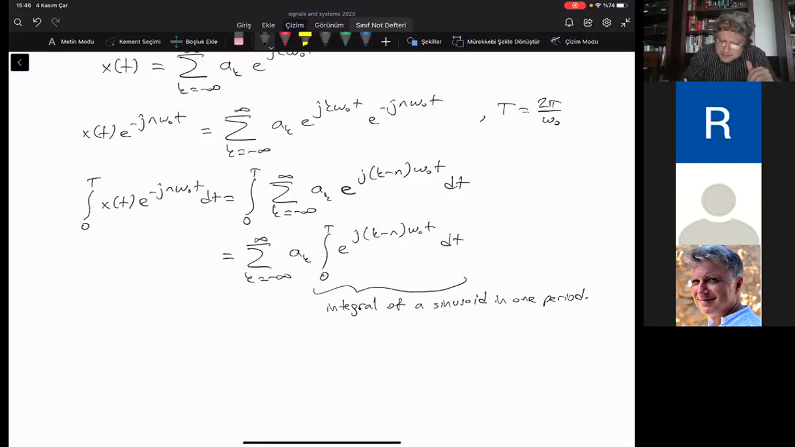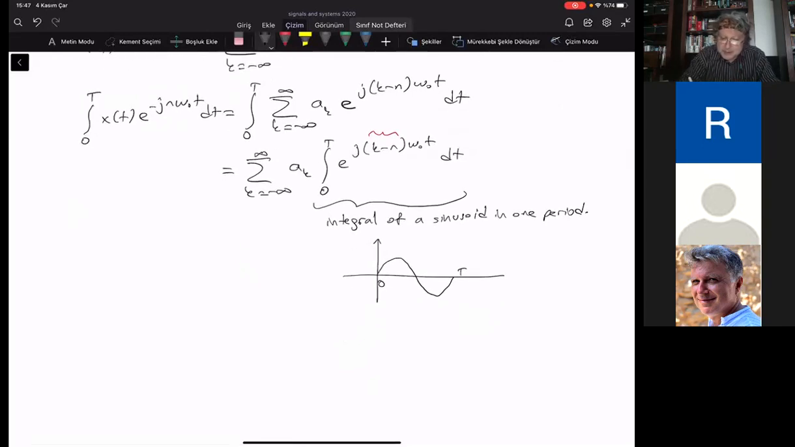And if k minus n, for example, is equal to 1, then I am integrating a sinusoid within one period. If k minus n is equal to 2, it means I'm integrating within two periods, so inside it will fit two periods. So when k minus n is 1, it's the integration of this from 0 to capital T. If k minus n is 2, there will be two oscillations because the frequency will be twice, so the period will be half.